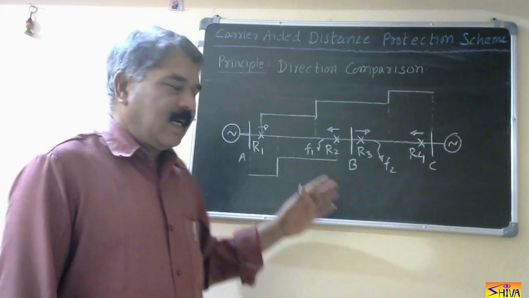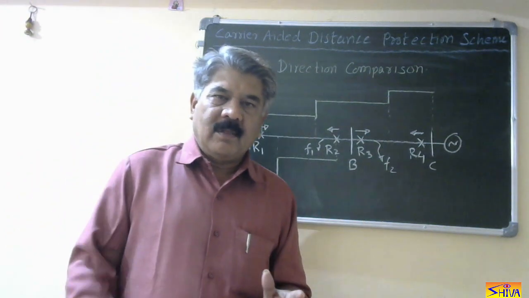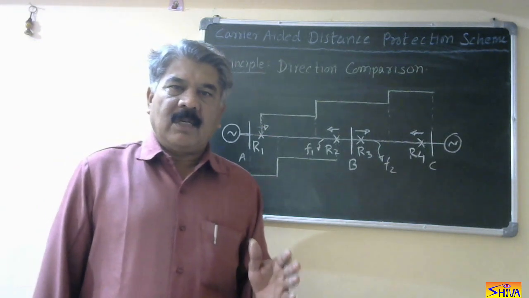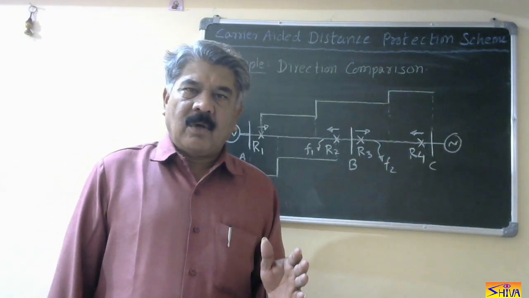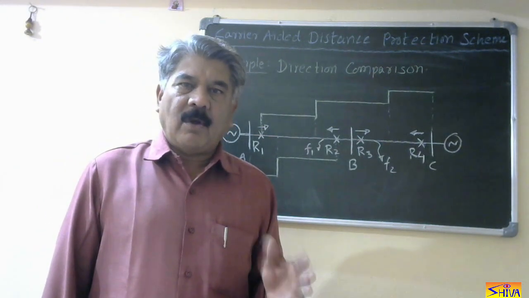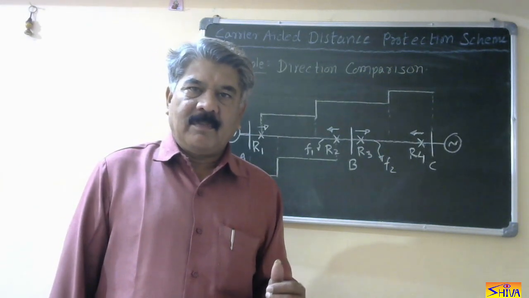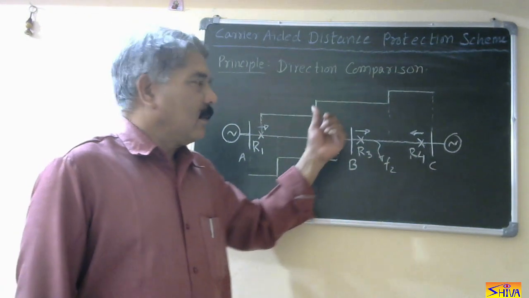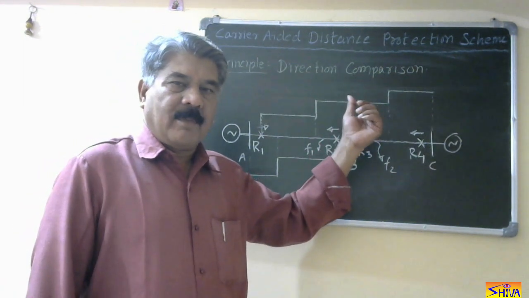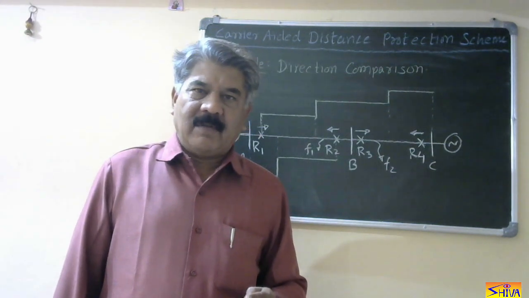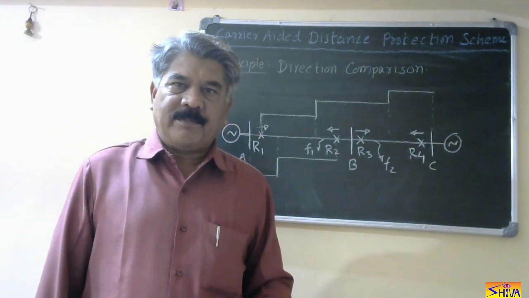So in the carrier added distance protection scheme, we conclude the local end relay sends a carrier signal to the remote end relay in order to cause tripping or blocking of the circuit breaker without any time delay. That is the carrier added distance scheme operating on direction comparison. Now all these 4 schemes I will explain in my next lecture.